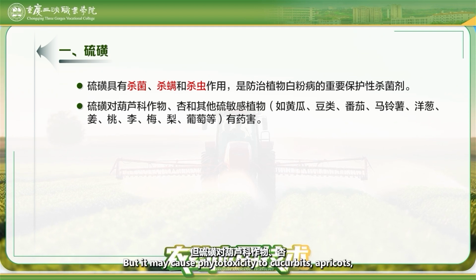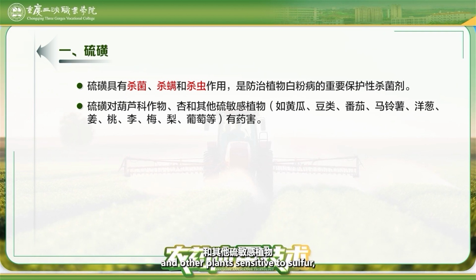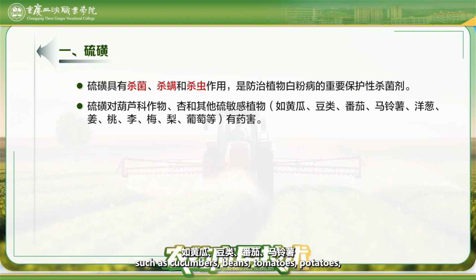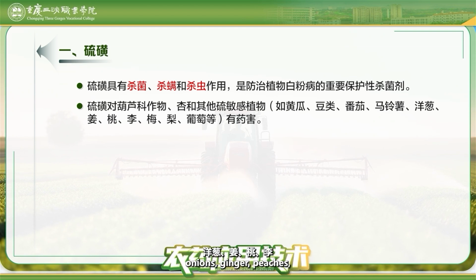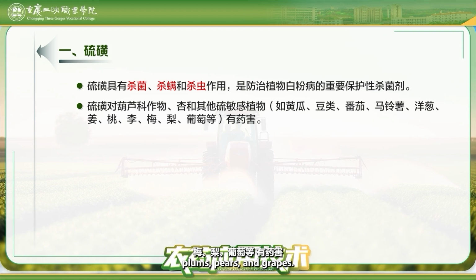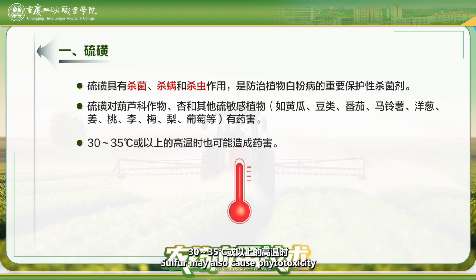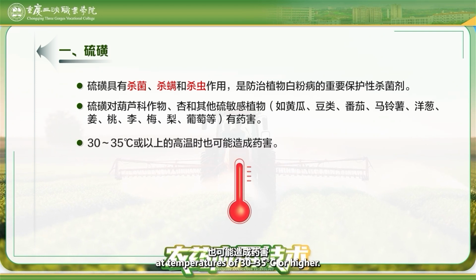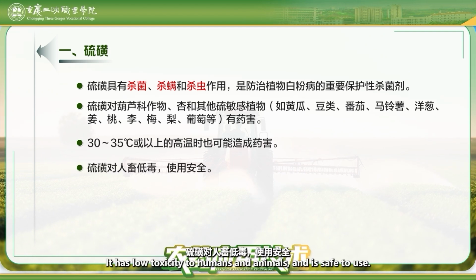But it may cause phytotoxicity to cucurbits, apricots, and other plants sensitive to sulfur, such as cucumbers, beans, tomatoes, potatoes, onions, ginger, peaches, plums, pears, and grapes. Sulfur may also cause phytotoxicity at temperatures of 30 to 35 degrees Celsius or higher. It has low toxicity to humans and animals and is safe to use.